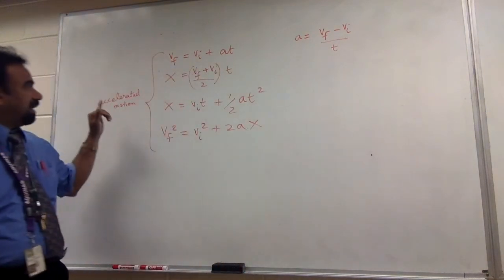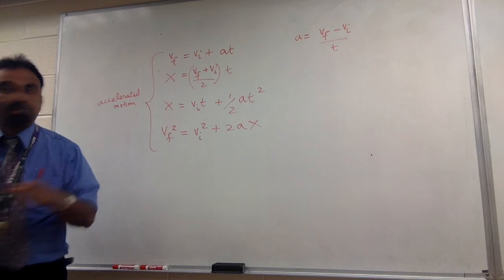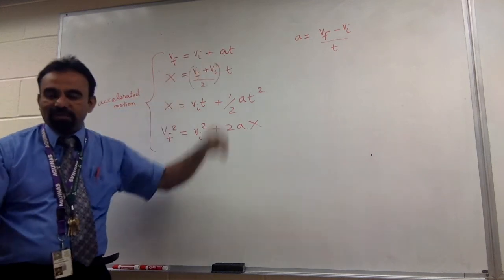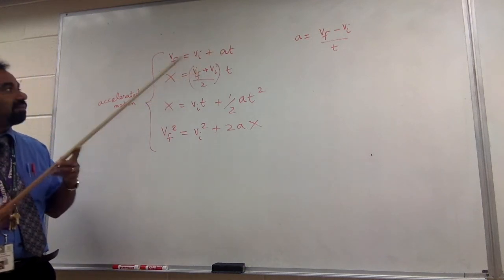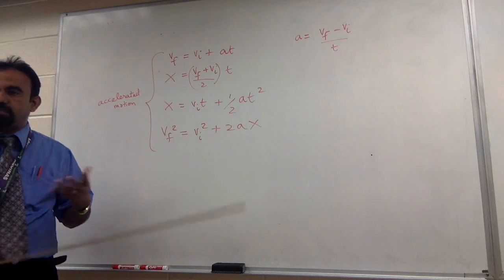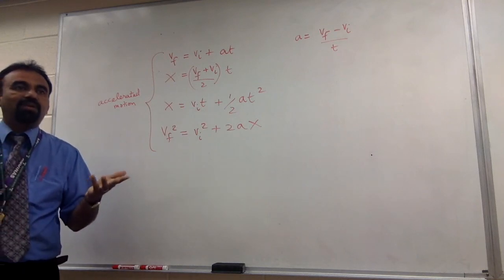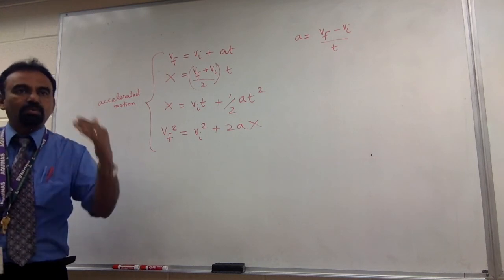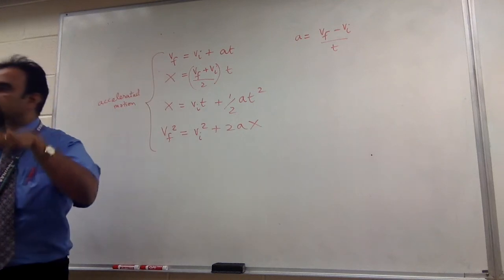So if it is not an accelerated motion, what's the acceleration? 0. Put 0 in this equation. What does it tell you? If you put 0 right there, Vi is equal to Vf, Vf is equal to Vi, right? That's obviously understood. If something is moving at a constant velocity with 0 acceleration, constant velocity means it moves with the same velocity all the time. So you can't have a final and an initial. It's going to stay the same, right?